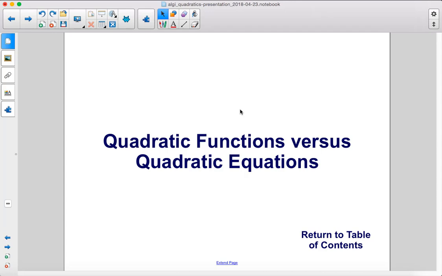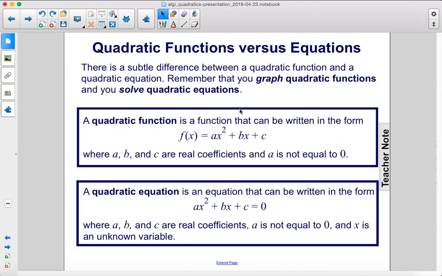Quadratic functions versus quadratic equations. There's a subtle difference between a quadratic function and a quadratic equation. Remember that you graph quadratic functions and you solve quadratic equations.